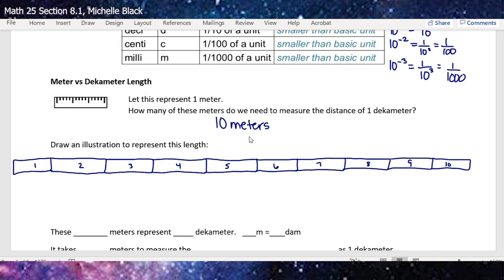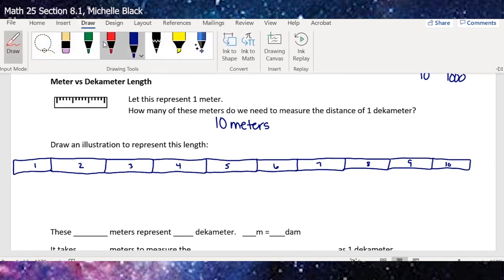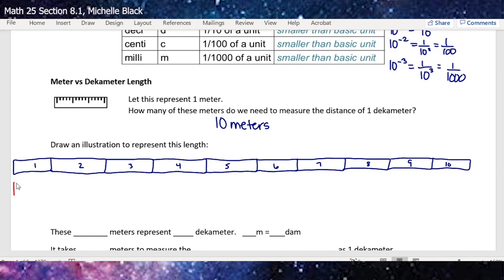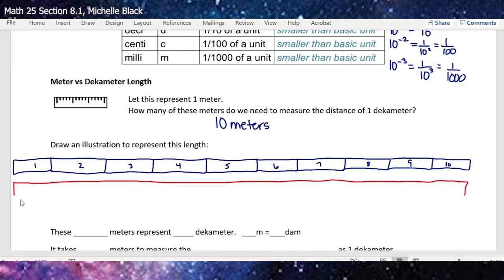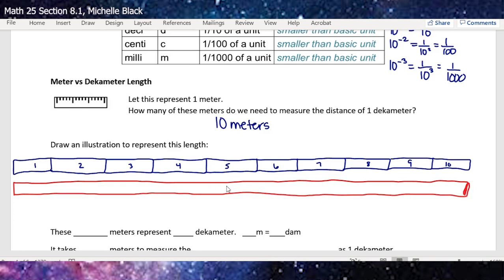This length here, which is 10 of these meters, is the exact same length as 1 decameter. So notice this length is the same. So this 1 unit of this length is 1 decameter, while I needed 10 meters to measure that same distance. Similar to how we would need 5,280 feet to measure the same distance as 1 mile.